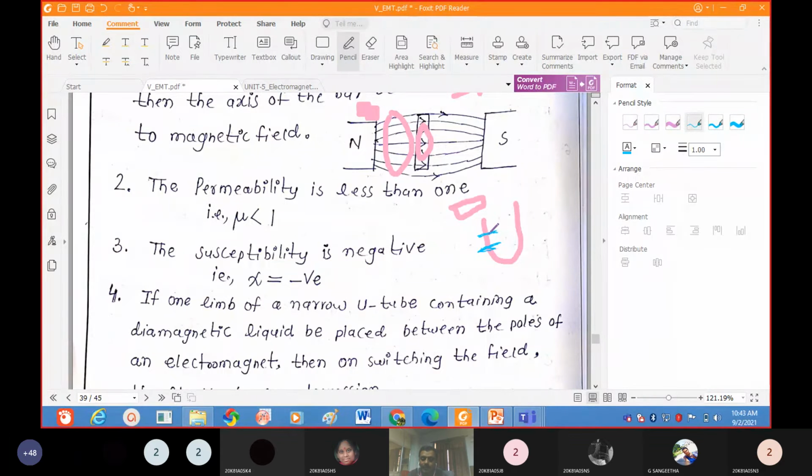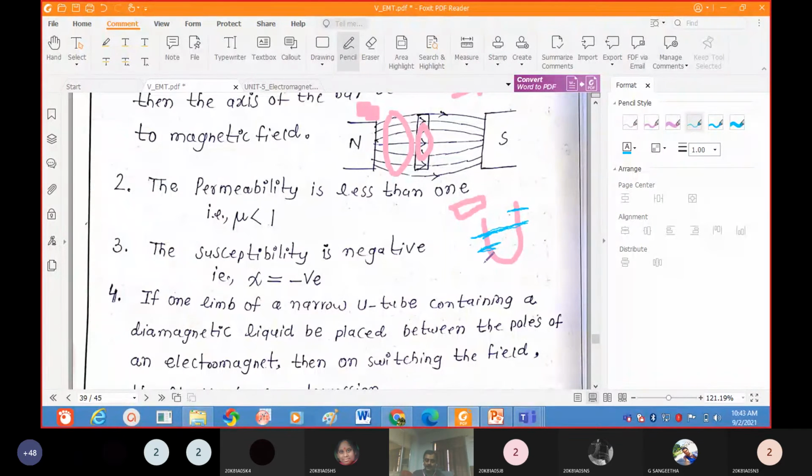Without the bar magnet, both liquid levels will be equal. So the liquid levels in this tube will be equal. After applying the magnetic field on one side, this side liquid level will decrease and this side liquid level will increase. Okay, so this is due to that magnetic field.